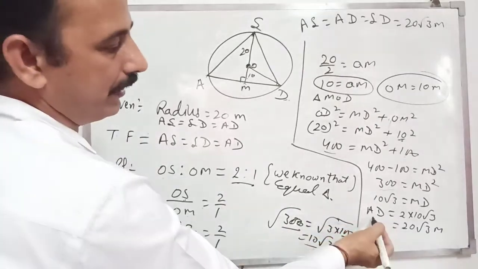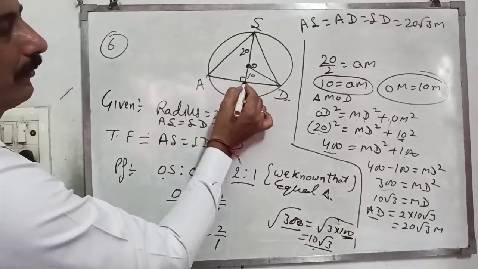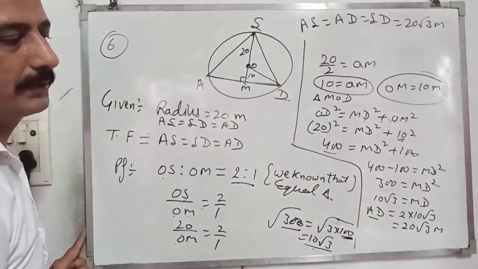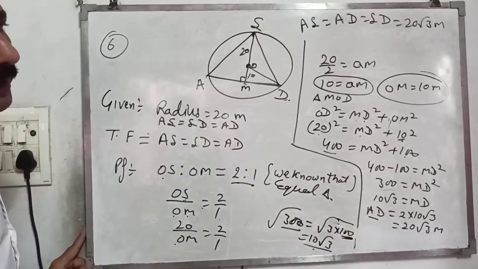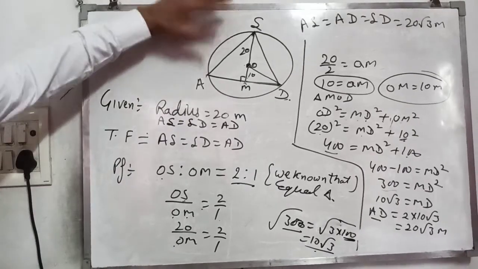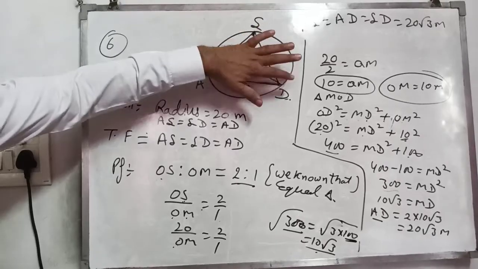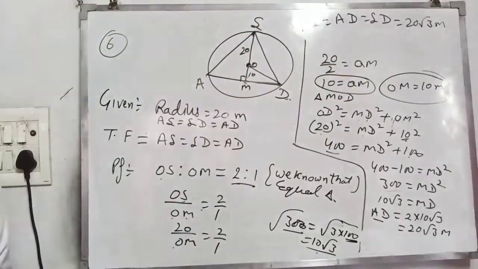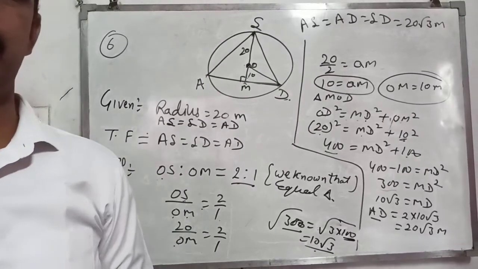So we know that AD is the double of MD. So AD equal to 2 into 10 under root 3. It becomes 20 root 3 meter. So in this way, the distance between Ankur and Sayyed, Sayyed and David, and David and Ankur is 20 under root 3. So that's about your exercise 10.4.